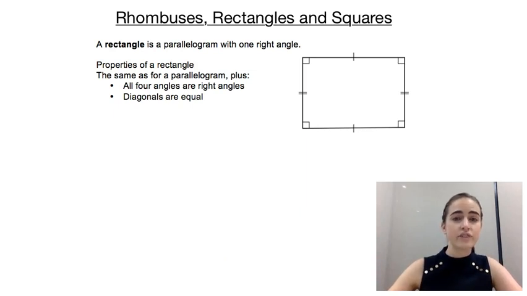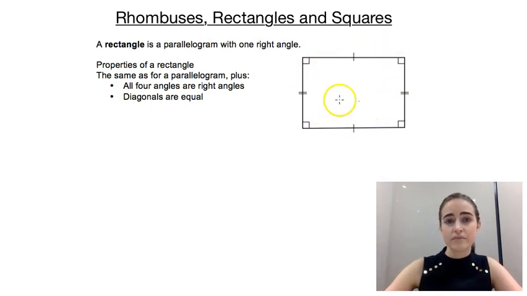So the definition of a rectangle is that it's a parallelogram with one right angle. So if we have one right angle in a parallelogram, we know that opposite angles are equal. So that means that this one over here would be 90 degrees as well. And we also know that adjacent angles are supplementary. So if this one's 90, then this one down here would be 90 as well.